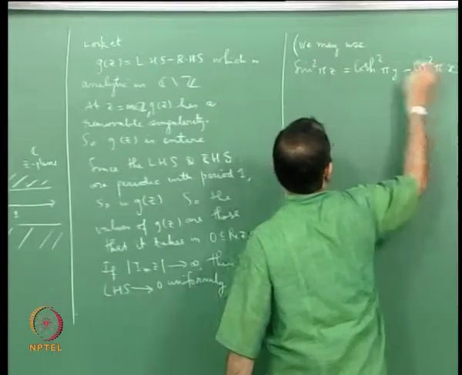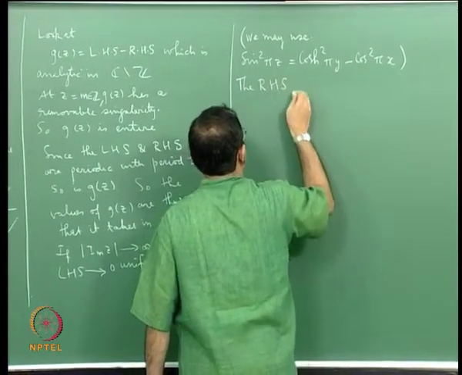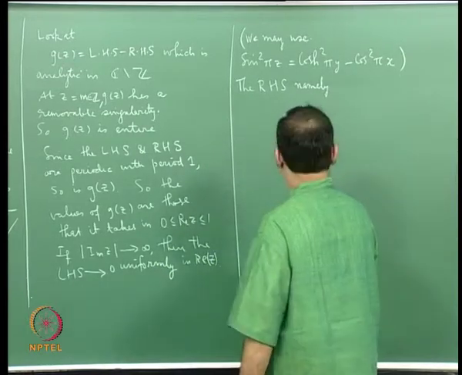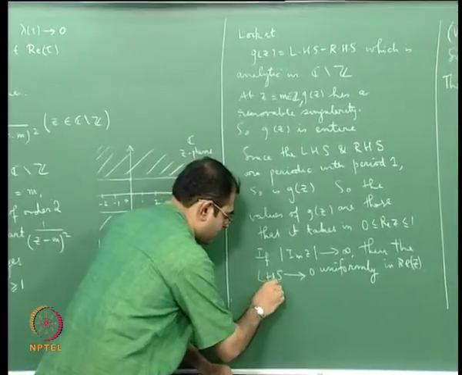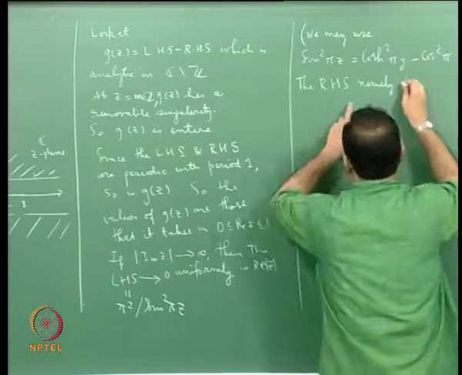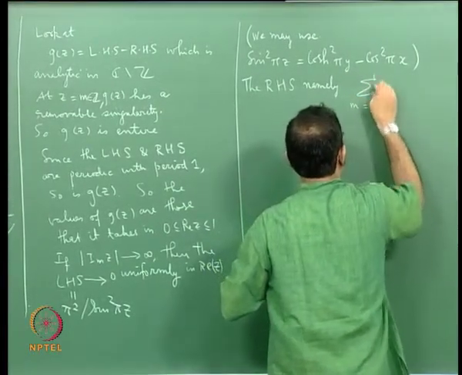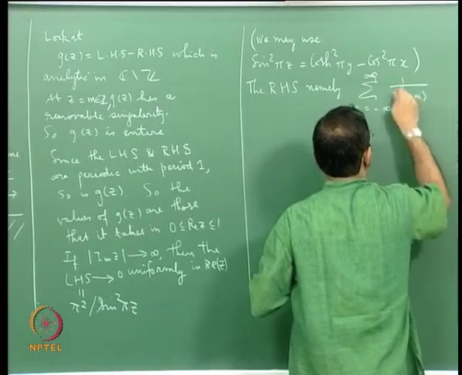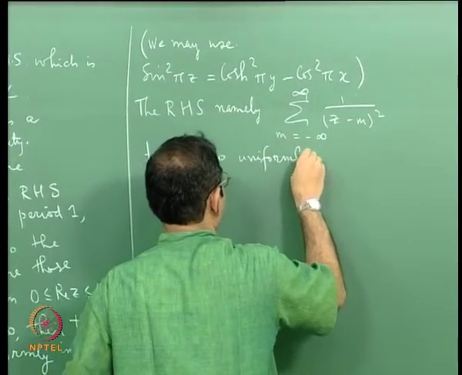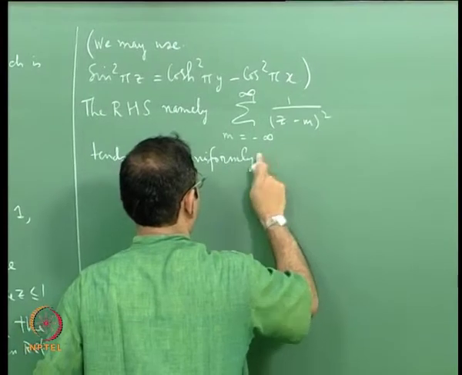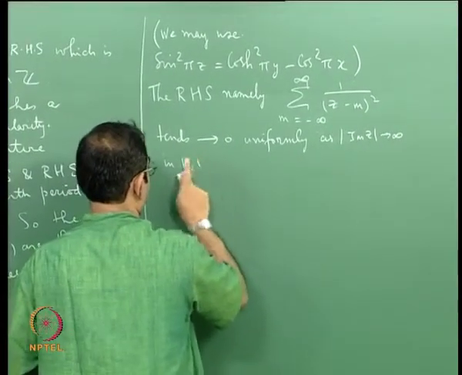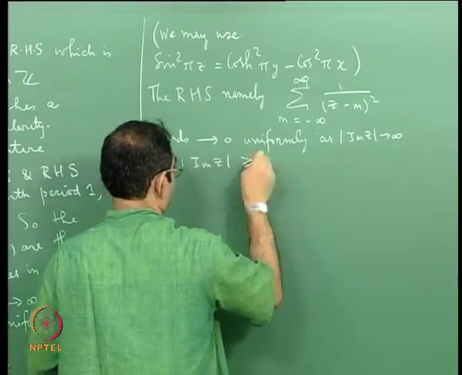So here I should say, of course, by the LHS I mean pi squared by sin squared pi z, and by RHS I mean that series, sigma m equal to minus infinity to infinity, 1 by z minus m the whole squared. It tends to 0 uniformly as modulus of imaginary part of z tends to infinity, in modulus of imaginary part of z greater than or equal to 1.